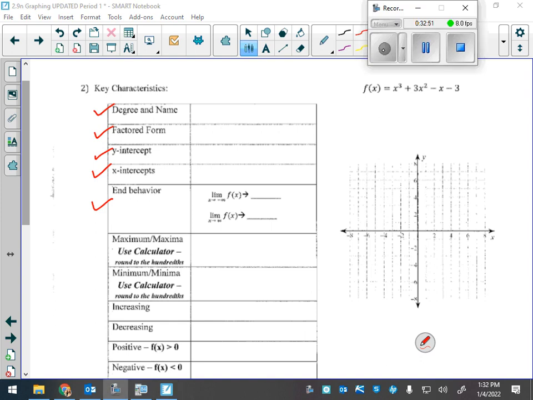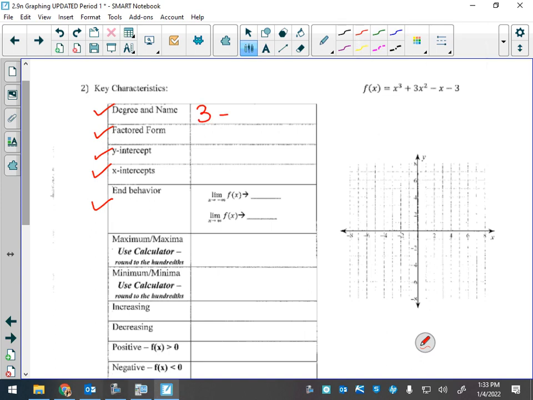All right. What is my degree and name? Liam? Cubic polynomial, right? Just looking at cubic, that's all. All right. What is factored form? Factored form, factored form. What do we got? Danielle. Good.